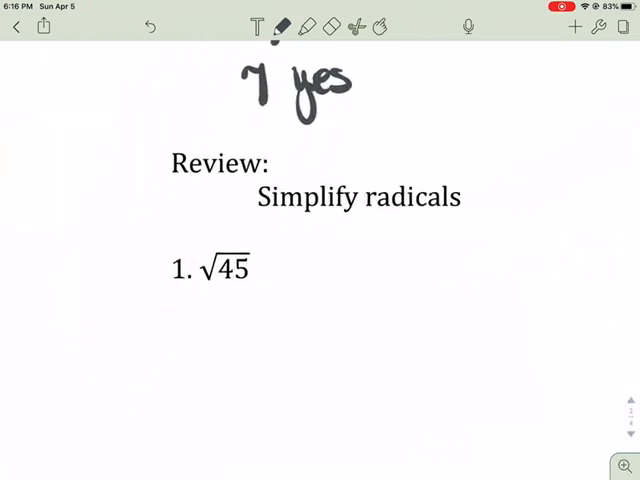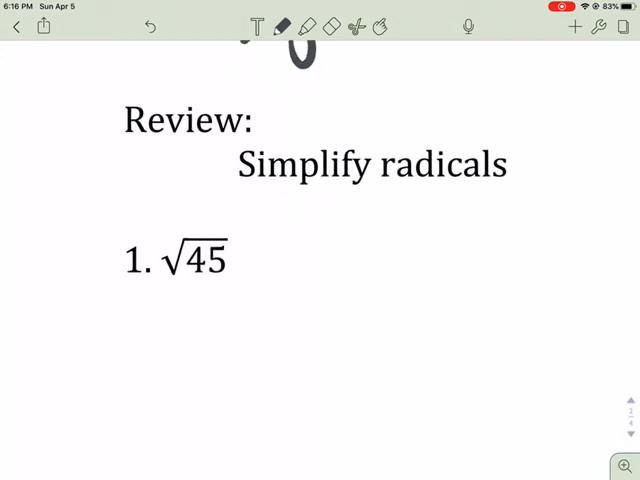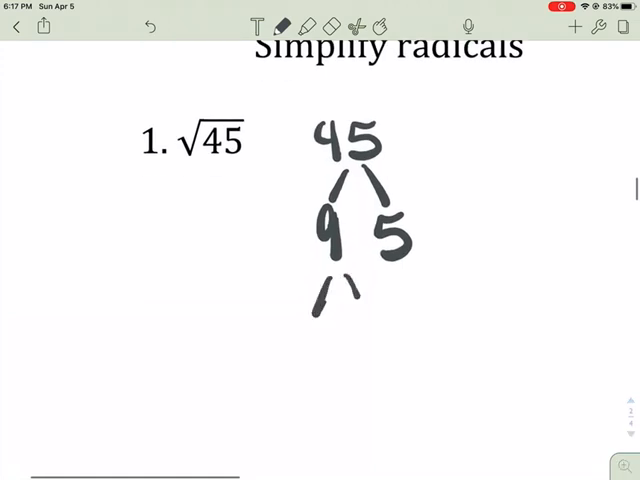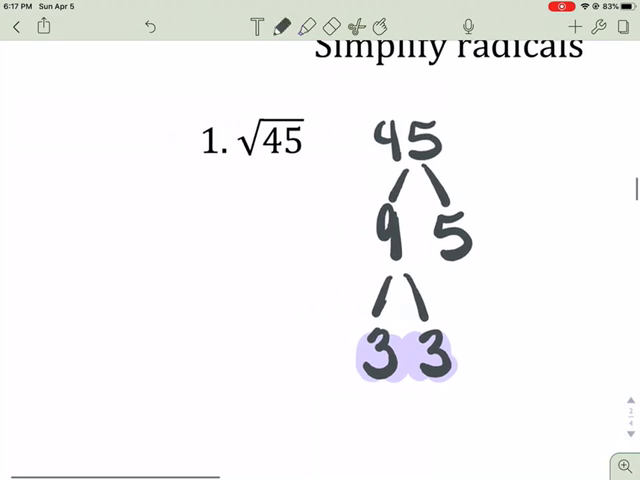All right, so I want to review simplifying radicals. We did this way back in Algebra 1, and if you remember, we made factor trees. So let's take a look at the square root of 45. We did 45, and then we broke it down to any two pairs of factors, and then we kept breaking it down till we get to what we refer to as prime factorization. Since we're looking at square roots, I'm looking for a pair so that I can multiply those together, and they are now a perfect square.